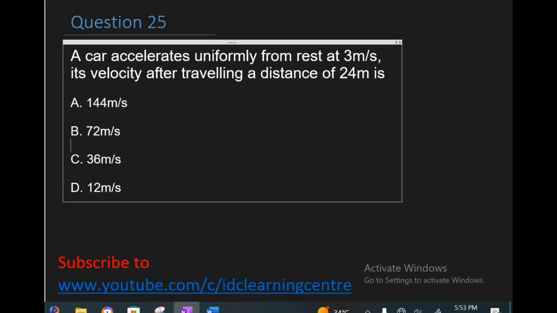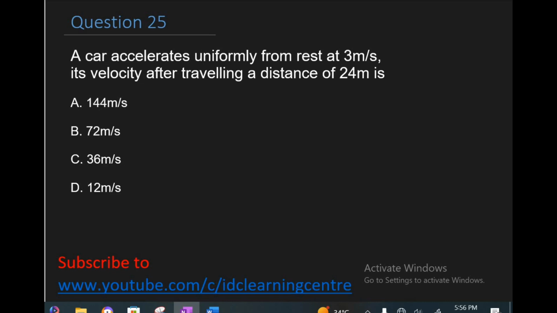Alright, so we have another question here. So let's solve this question. It says a car accelerates uniformly from rest at 3 meters per second squared. Its velocity after traveling a distance of 24 meters is dash.